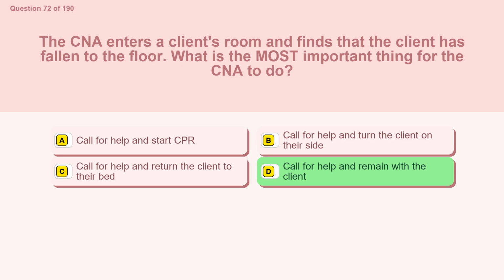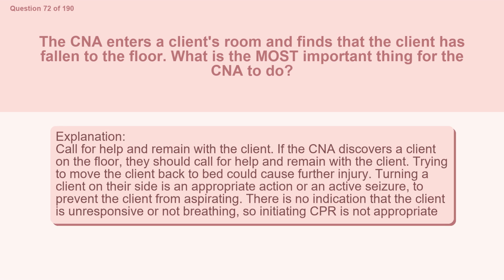The correct answer is option D, call for help and remain with the client. If the CNA discovers a client on the floor, they should call for help and remain with the client. Trying to move the client back to bed could cause further injury. Turning a client on their side is an appropriate action for an active seizure to prevent the client from aspirating. There is no indication that the client is unresponsive or not breathing, so initiating CPR is not appropriate.